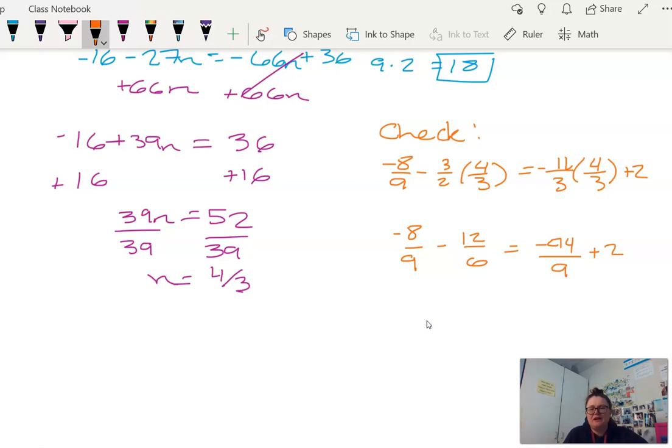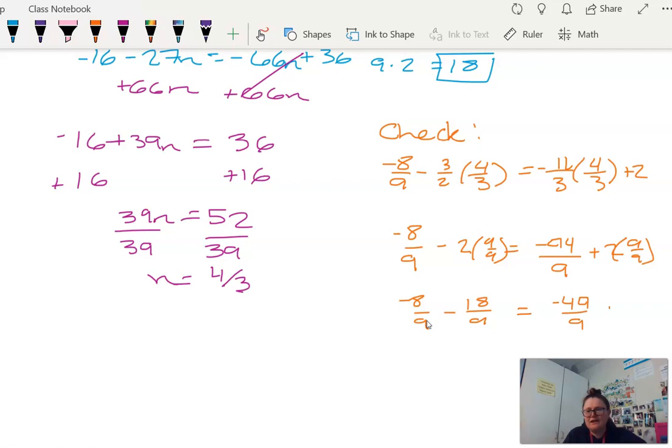And then if I wanted to actually add these, I would reduce that first. 12 sixths is just 2. And then I need a common denominator. So to make 2 have a denominator of 9, I have to multiply it by 9 over 9. And actually, I have to do it here, too. So I'd have negative 8 ninths minus 18 over 9. And this would be negative 44 over 9 plus 18.